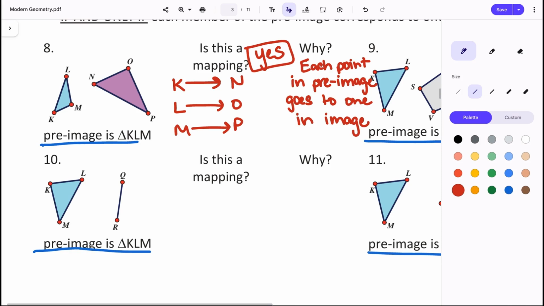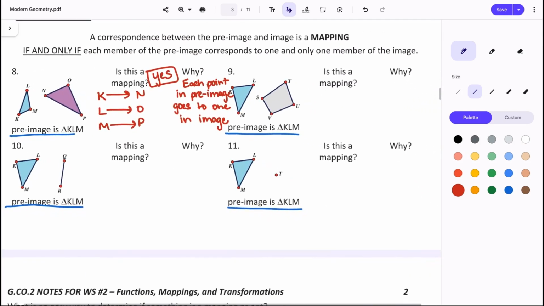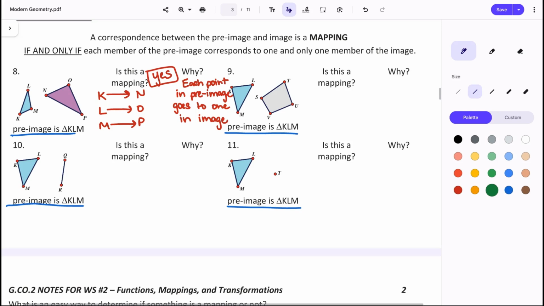So for the rest of these 3, we're starting with the same pre-image shape, KLM. So for 9, 10, and 11, I'm going to do something very similar here. I'm going to write out K, L, and M. Now what's going to change is the image. So the shape that they're giving you is going to switch a little bit here. For number 9, what letter should I write down for my image? Yeah, T, S, U, V. And it doesn't matter the order, guys.